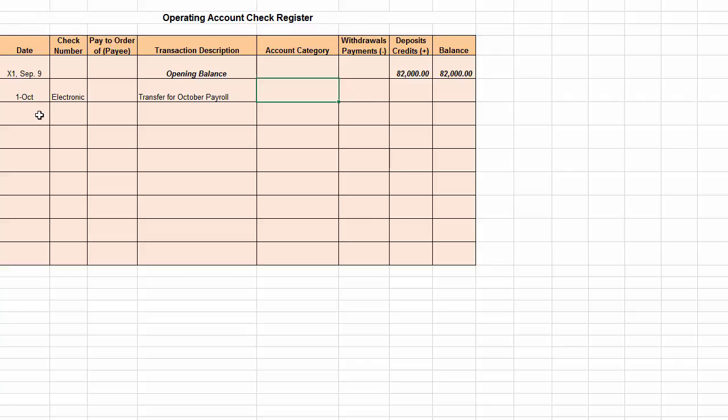Account category, this means where did the money go to, or where did the money come from? In this case, it's where did the money go to? So it's payroll, cash. And when we transfer the money out of this account, is the account going down or is it going up? Well, the account is going down by 25,000.